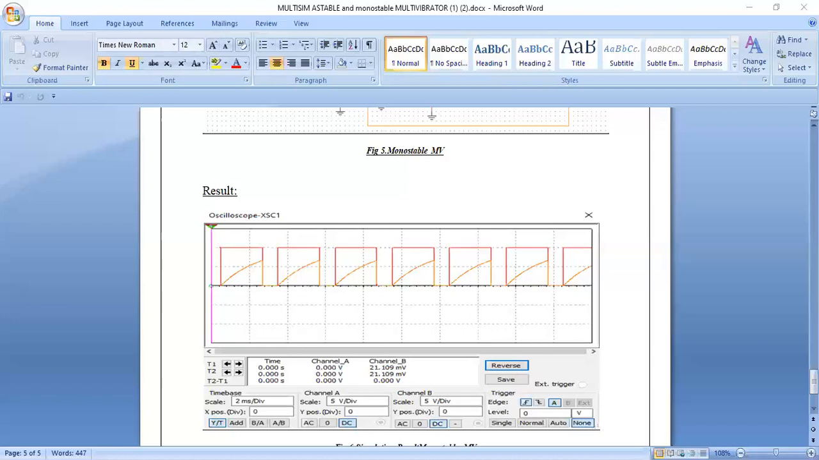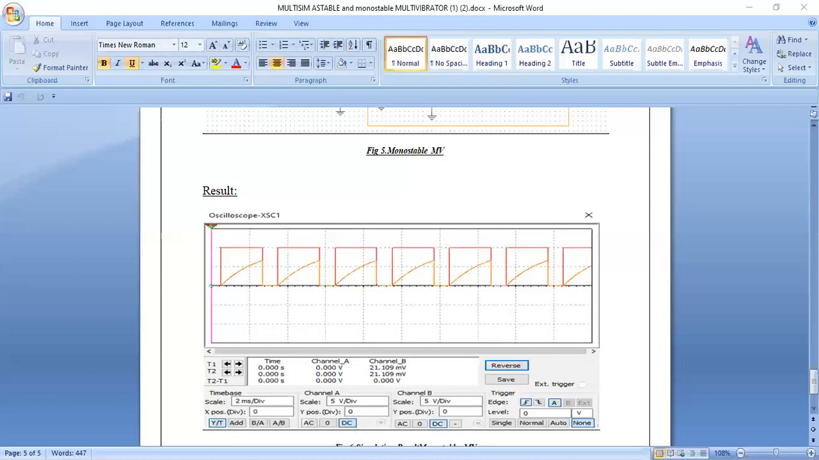So you can see the variations in the output. The output says that when the output is high, the capacitor C starts charging towards VCC through R1 and R2. However, as soon as the voltage across the capacitor equals 2/3 VCC, comparator 1 triggers the flip-flop and the output switches low.